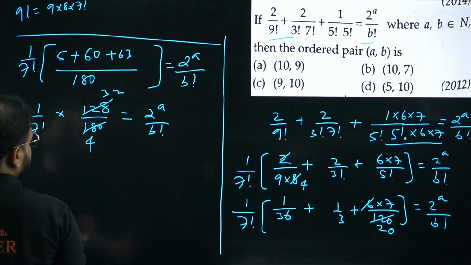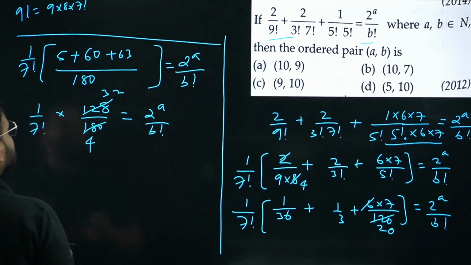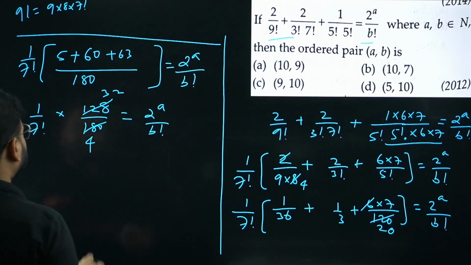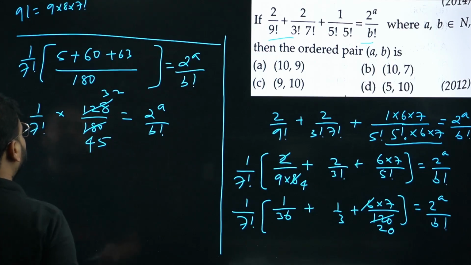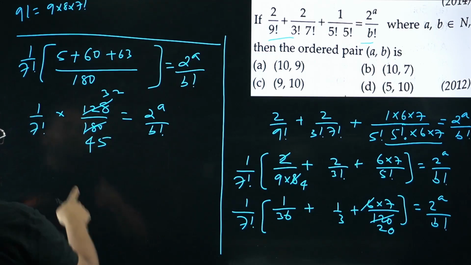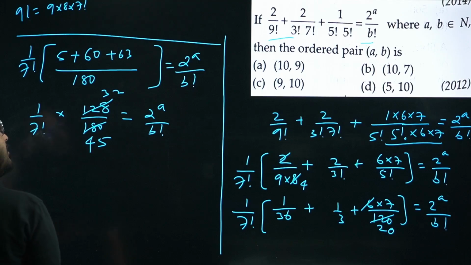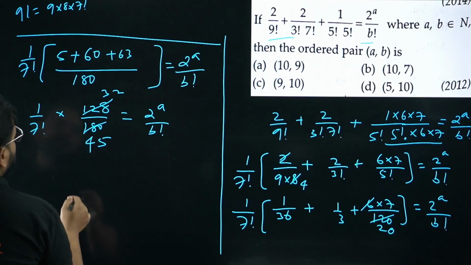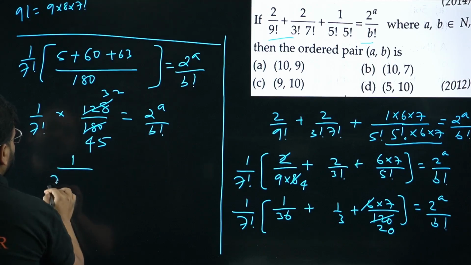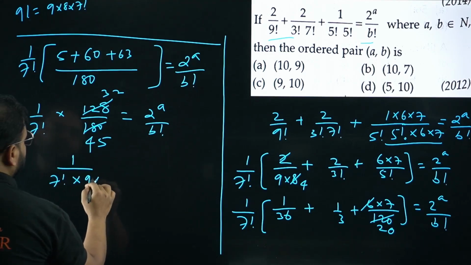4 4s are 16, I have over here, and I get 4 5s are 20. Correct, right? 4 4s are 16 and I have 2 left, right? Yeah, 4 5s are 20, correct only. So please check, I'm getting here 1 by 7 factorial into 9 into 5.